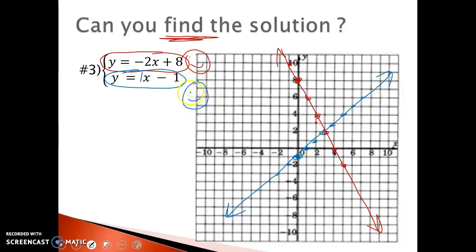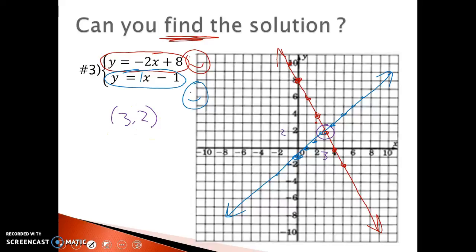But there's only one point that makes both equations true. And that particular point is right here. And so that's the point when x is 3 and y is 2. So the solution is (3, 2).